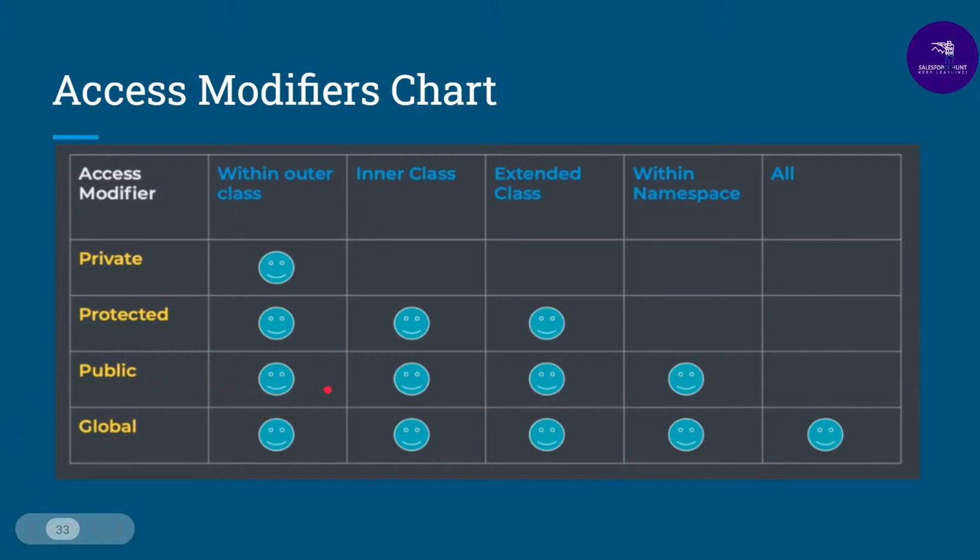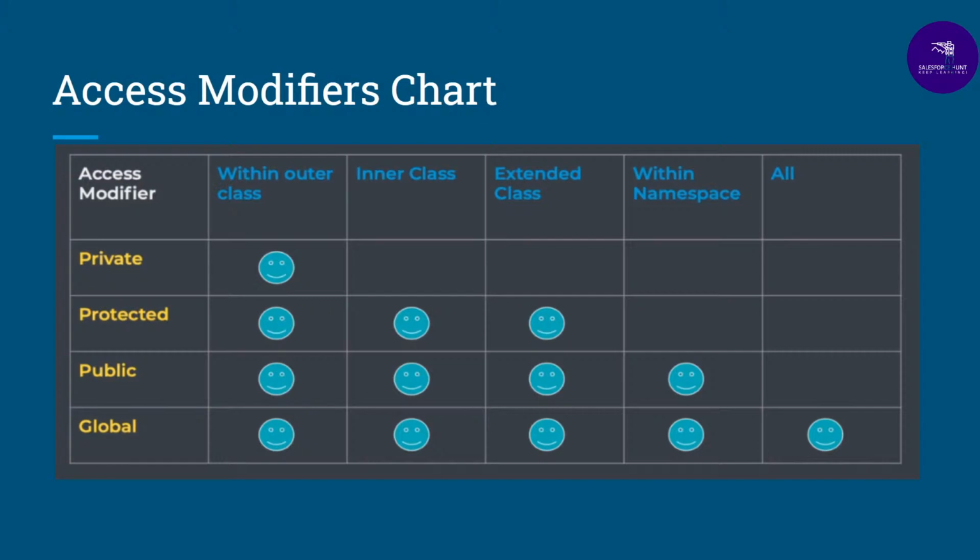We have public. Public we can use here: within the class, outer class, inner class, extended class, and within the namespace. But we cannot use all. All means outside the org. Okay, we cannot use this one. And after that you can select global. Global means it's universal. So under universal we can use it anywhere, right? So it is within the class, outer class, inner class, extended class, within the namespace and all. So you can use global anywhere. It's universal, like the earth, and we can use global anywhere, anytime, any place.